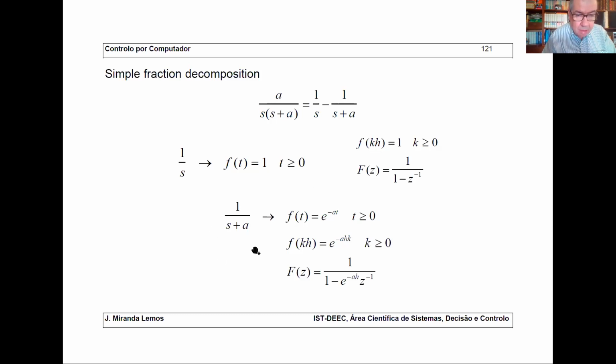For this other term, f of t is the exponential of minus at, for t bigger or equal to zero. You do t equal to kh, so you have a power of k of the number exponential of minus ah. Remember that a and h are precise numbers, okay? And k is a variable. Now, you apply the Z-transform, and we did that before when we were studying the Z-transform, and you get f of z.